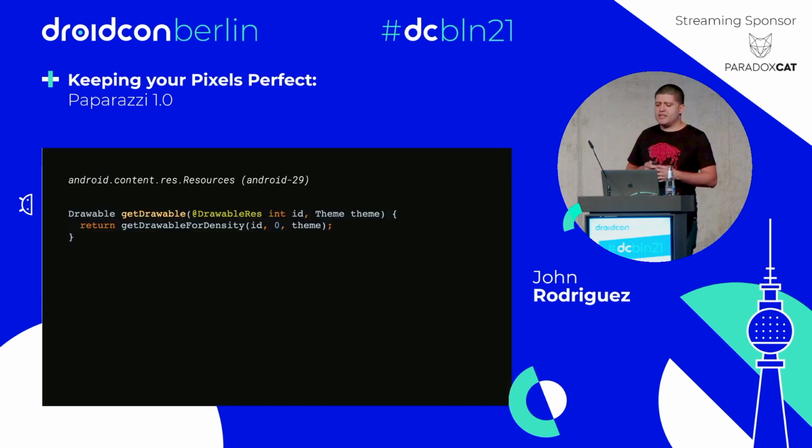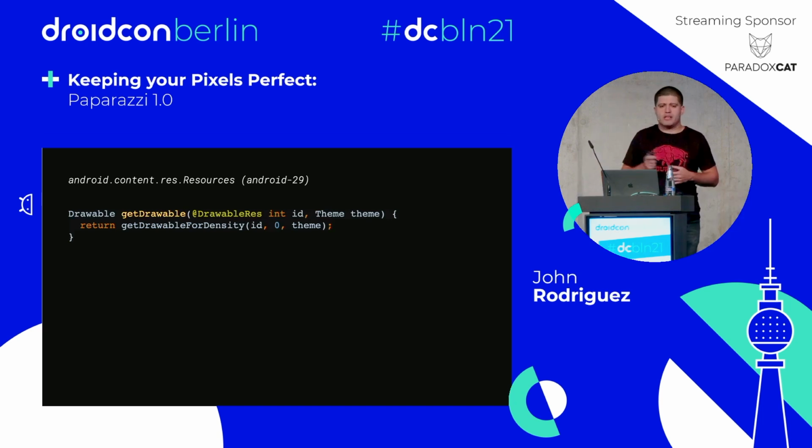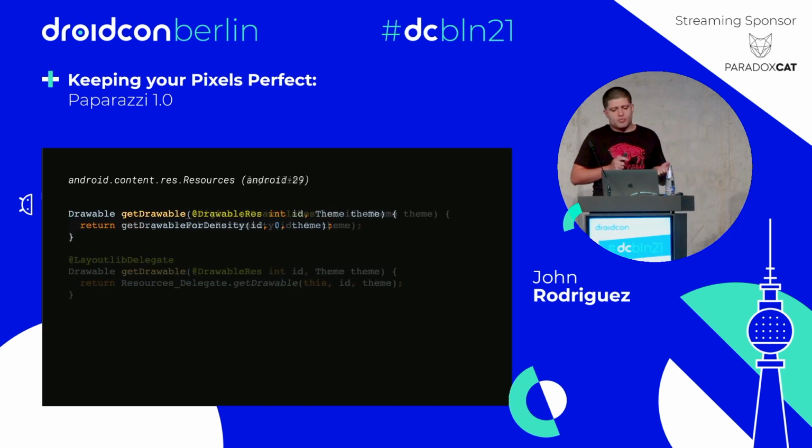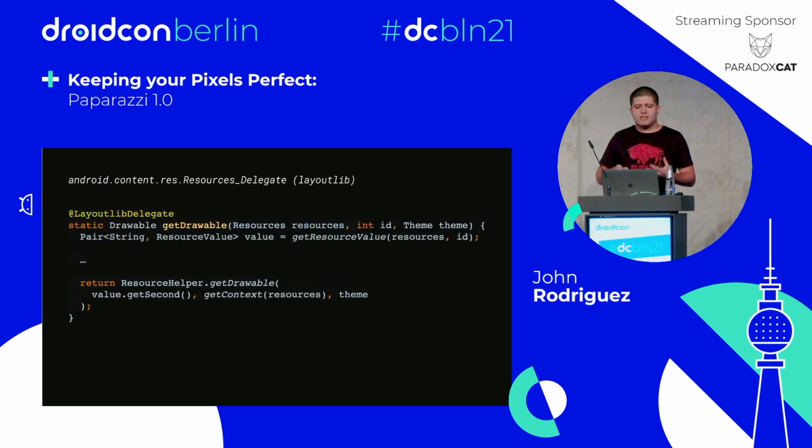With the delegate class, if we look at an example like Resources getDrawable, this is how it's implemented on Android 29. But once layout lib processes it, it renames the original getDrawable method to be suffixed with _original and puts its own implementation of that getDrawable method, which you'll see delegates, or reroutes, to another implementation of resources. This makes sense. You're not going to do the binary loading of resources; you're going to do it in the file system. So there needs to be some code that runs that.